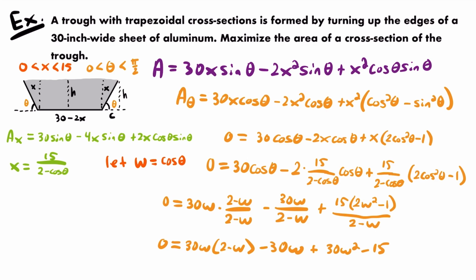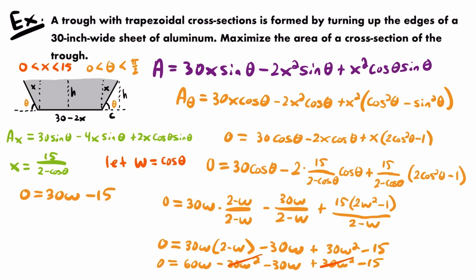Okay, but then moving on, we still have some more simplifications that we can make. You can multiply 30w through this quantity. So you'll have 0 is equal to 60w minus 30w squared minus 30w plus 30w squared minus 15. And now some nice cancellation will occur. We have a negative 30w squared and a positive 30w squared. Those will cancel out. And then we have 60w minus 30w, that's positive 30w, and then just this negative 15 on the end.